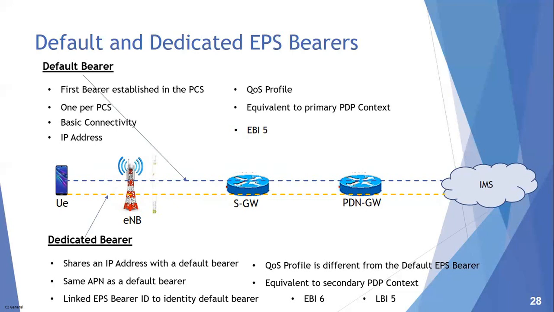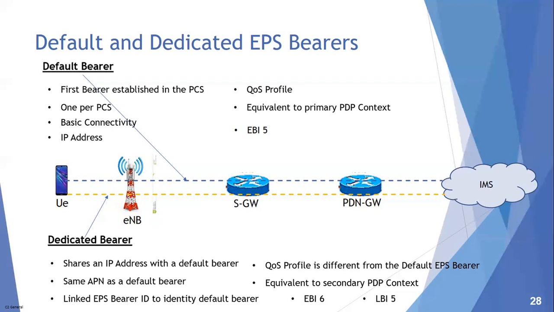The user can have more than one PDN connectivity service. So if he's going to the internet, that's one. If he's going to IMS, that's another one. So for each connectivity service, there should be at least one bearer. And this one bearer, I call it the default bearer. So the first bearer created for any PDN connectivity service is called the default bearer.